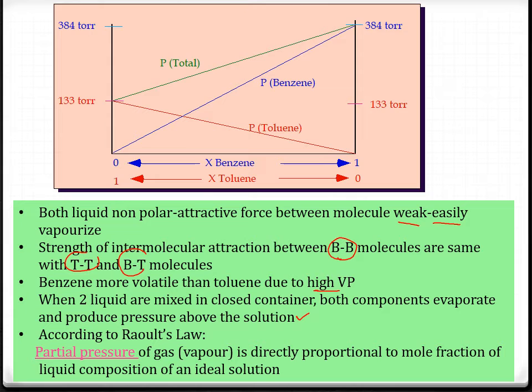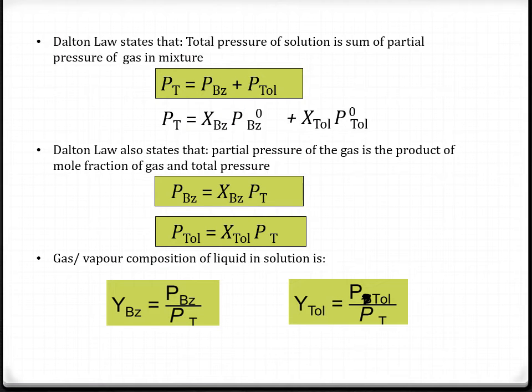According to Raoult's law, the partial pressure of a gas is directly proportional to the mole fraction of its liquid composition in an ideal solution. According to Dalton's law, the total pressure of a solution is the sum of the partial pressures of the gases in the mixture. We can have P total is equal to the partial pressure of benzene plus the partial pressure of toluene. We know that the partial pressure of benzene is equal to the mole fraction of benzene times the vapor pressure of pure benzene. So we can substitute this equation into the previous equation in order to get the second equation.